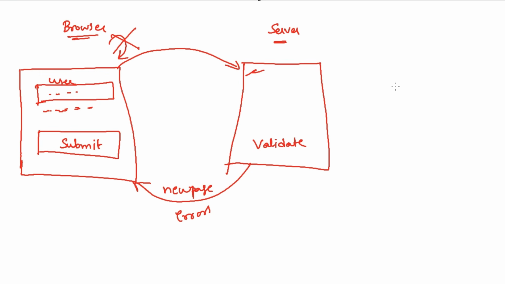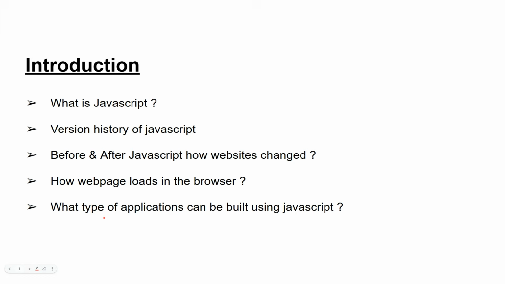Consider Instagram. Whenever the user likes a post or comments on a post, the comment will be displayed instantly and the like button will be changed to pink color, if you notice there. So this is the power of JavaScript. This is how websites used to behave before and after JavaScript. Now we will see what type of applications can be built by using JavaScript.